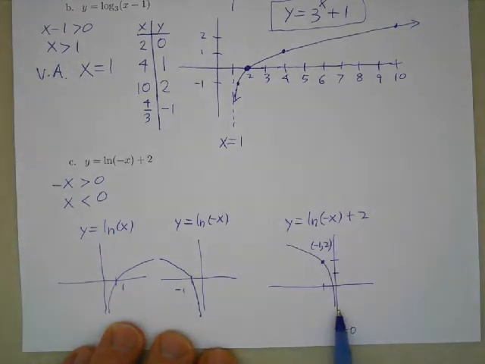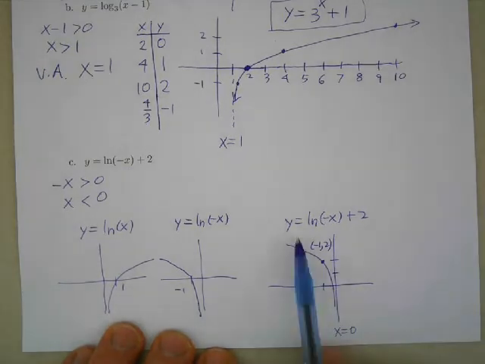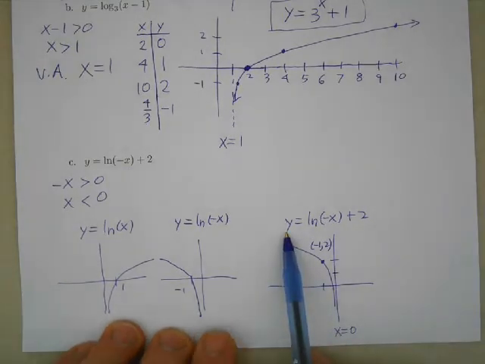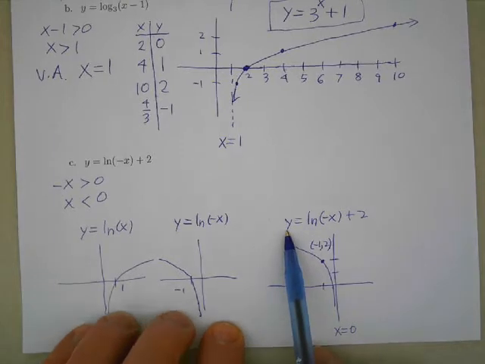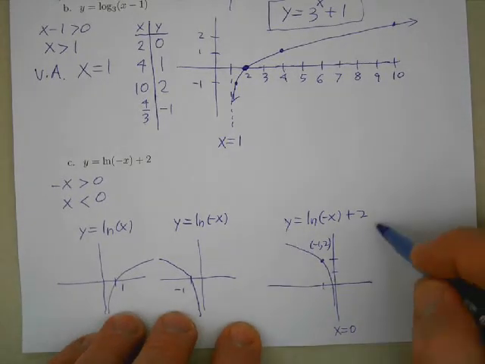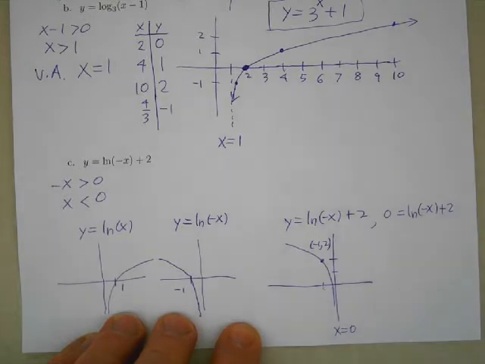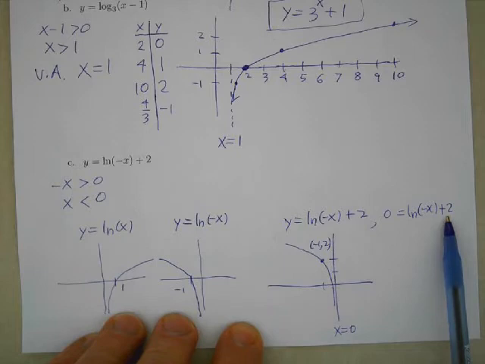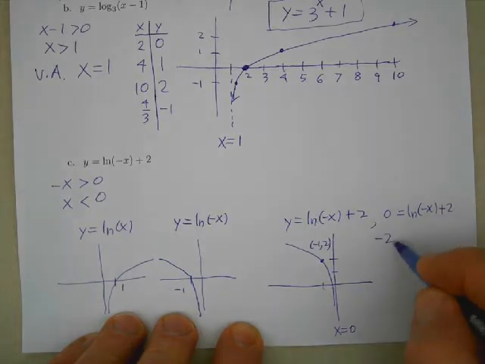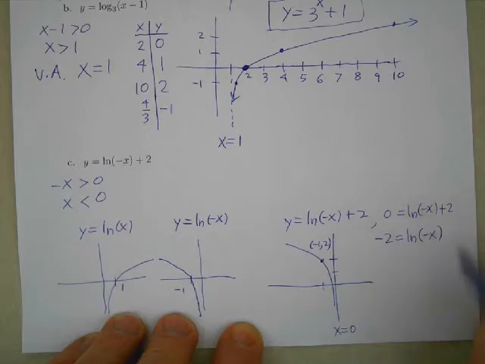Okay, so we're supposed to find the x intercept, and so the y coordinate of the x intercept is 0. So we just replace y with 0 and solve this for x, and that will give us our x coordinate of our x intercept. Okay, so subtract 2 from both sides. We get negative 2 equals the natural log of negative x.